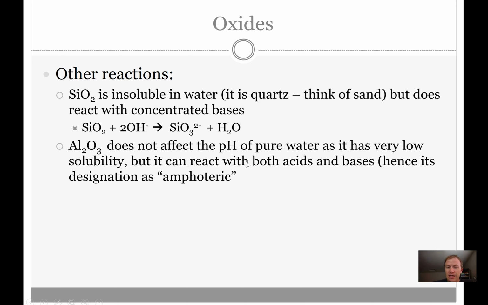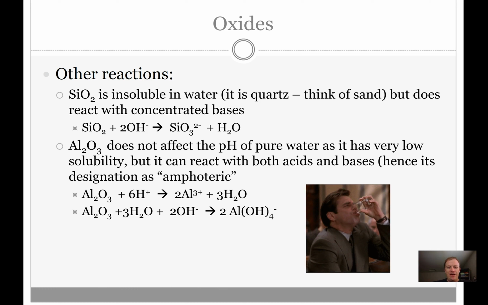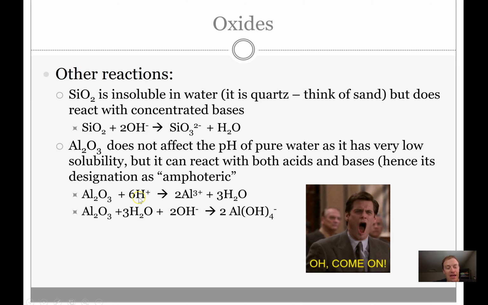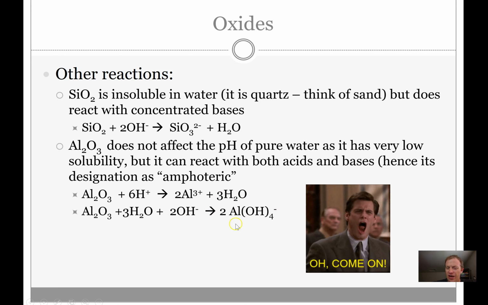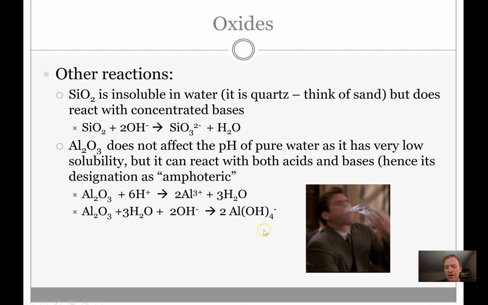Again, aluminum oxide is not really soluble, so if you put it in water, it's not really going to do much, but it can react with both acids and bases. So here we see a complex reaction where we have aluminum oxide reacting with an acid, or H+ ions, to produce aluminum ions and water, and in this case, aluminum oxide and water and hydroxide ions making Al(OH)4-, which is this weird kind of ion.